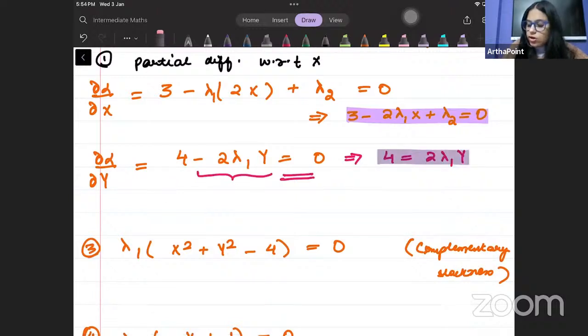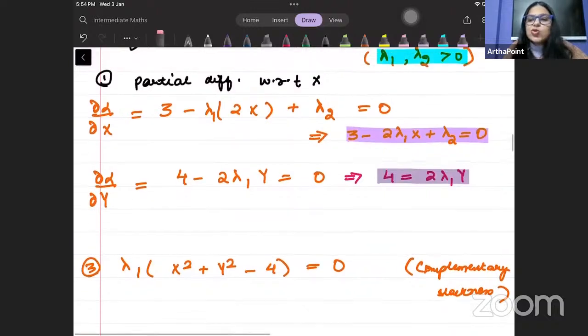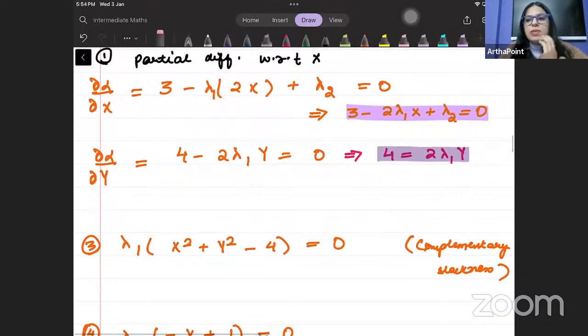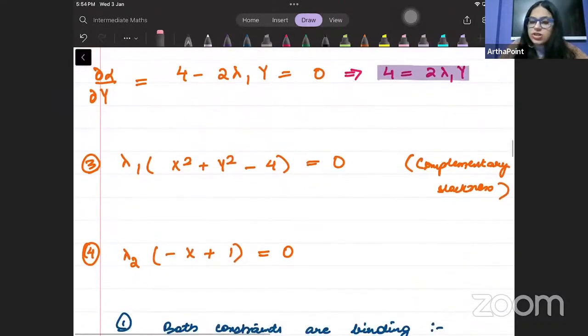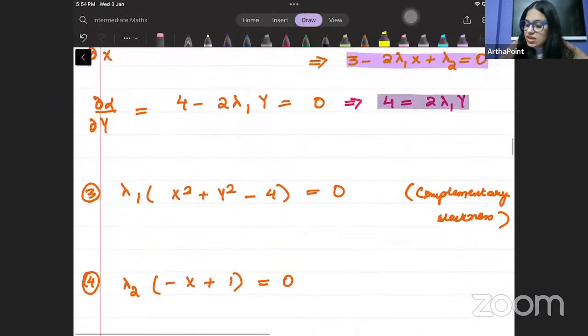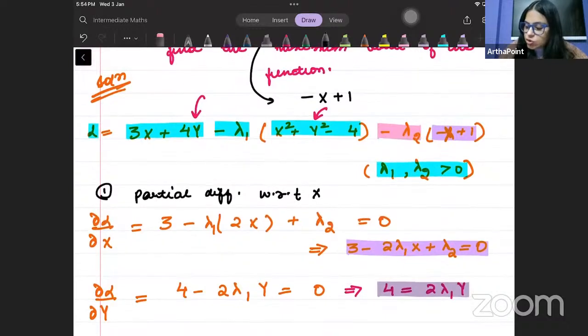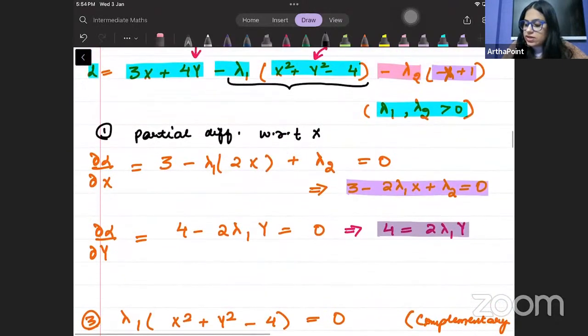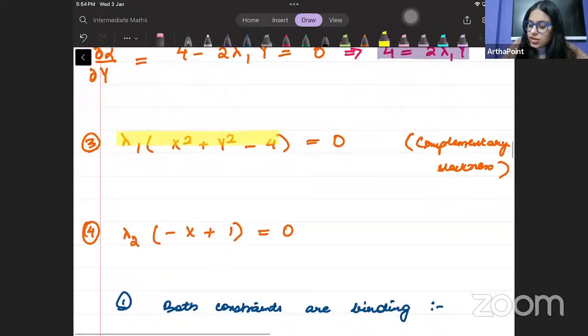After you have got the two conditions, next you have to write down the conditions for complementary slackness. Without that, these questions cannot be solved. The first condition for complementary slackness is that this part, understand carefully, has to be equated to 0. So I have written lambda 1 into x square plus y square minus 4 is equal to 0.